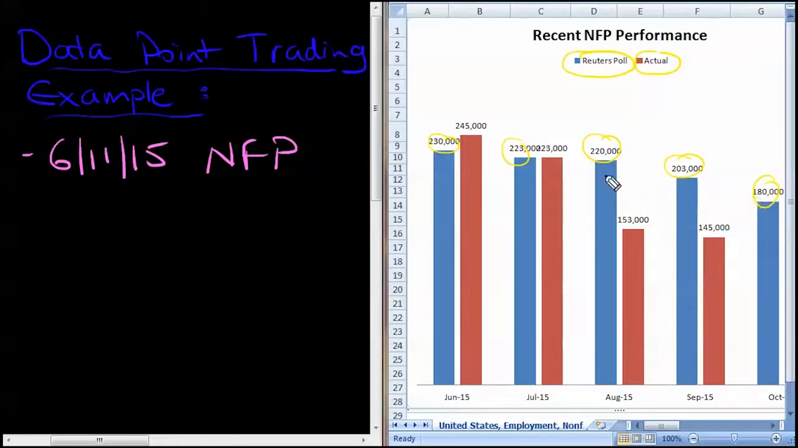But obviously these expectations have slowly been coming off as the actual figures have been slowly decelerating. So this figure from June was 245,000. We had a figure in July at 223 that came in perfectly in line. In August, 153, and then in September, 145. So you can see very clearly here that we do have a trend in the data to the downside. As you can see, the market has been pricing that expectation in and showing us that most of the analysts are expecting something below 200,000 for the first time in a very long time. That makes it very interesting for us.